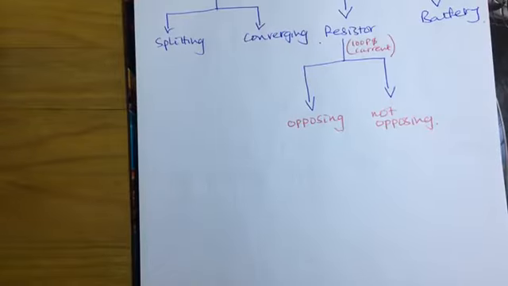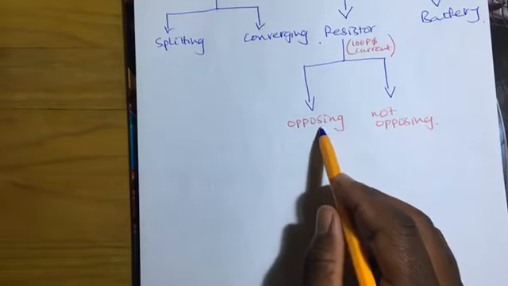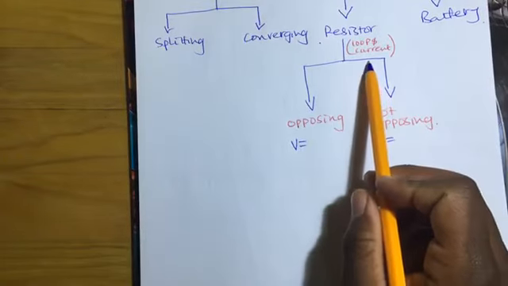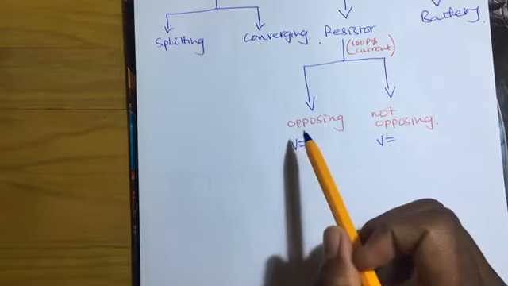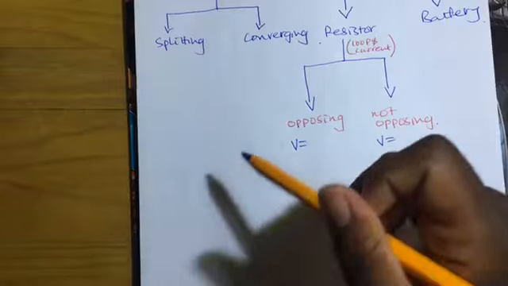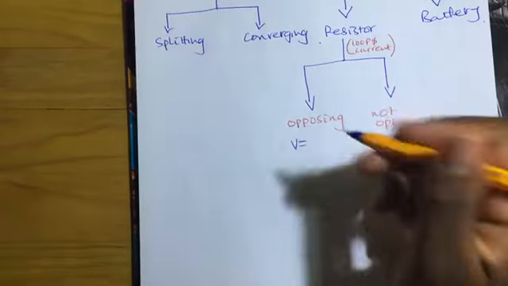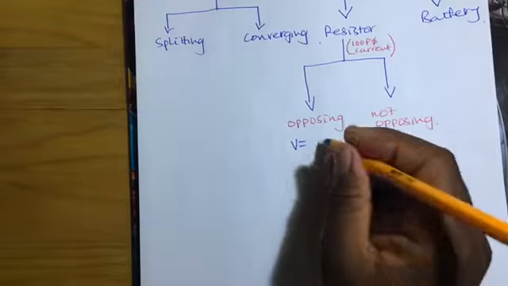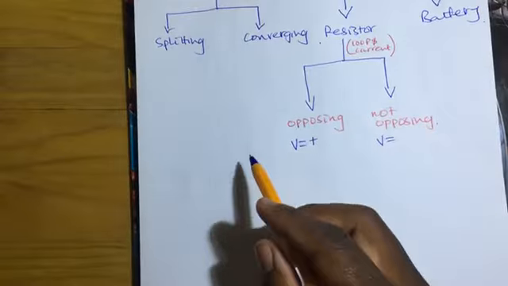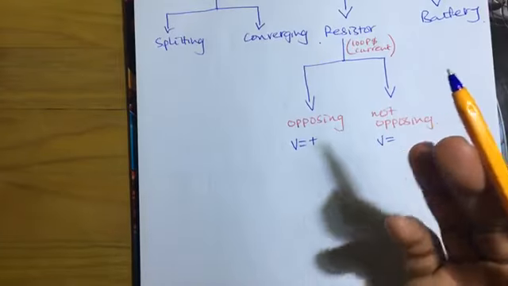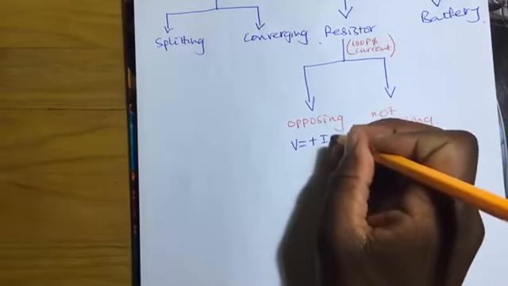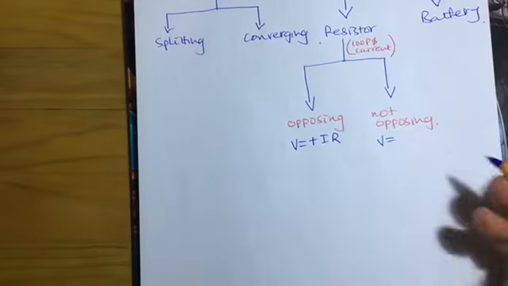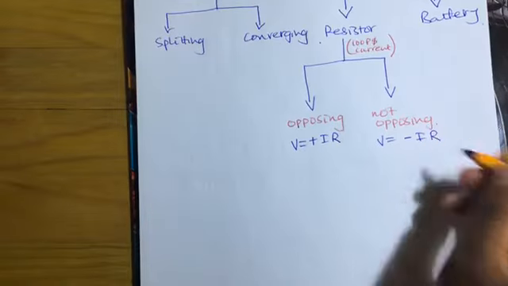If they are opposing each other, is the voltage going to be positive or negative? Remember, resistors love opposition. So this is going to be positive, and the thing that you can equate V to is I and R. I hope it's making sense. Next, if it's not opposing, obviously it's going to be negative I, R.